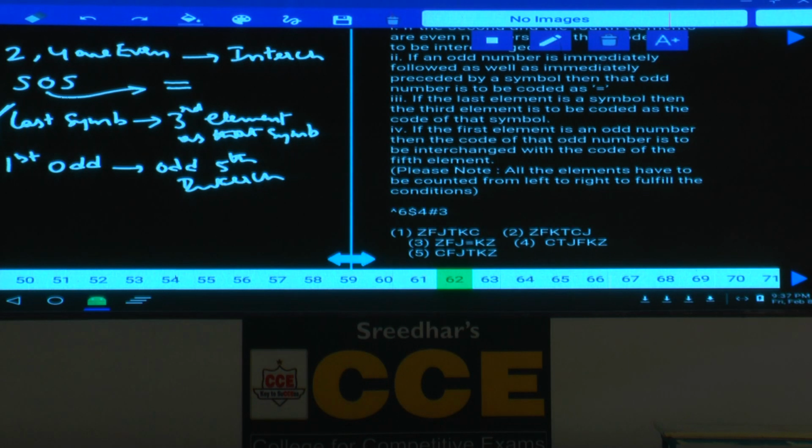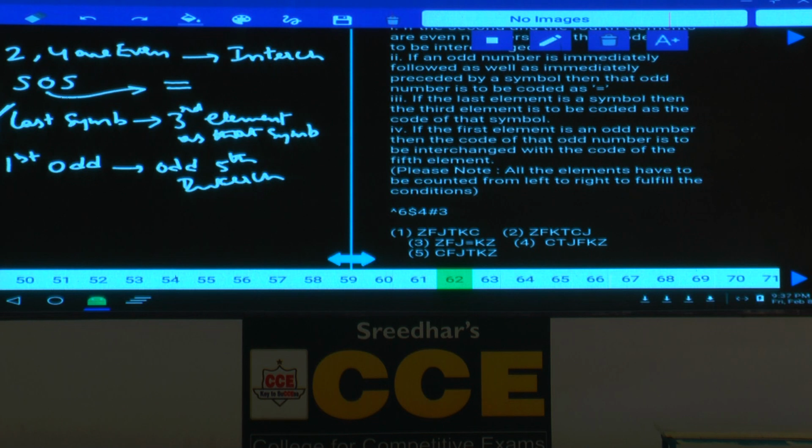Then question number 62. Now in this question number 62, the first one is a symbol, isn't it? The second and the fourth are what? Second and the fourth are even numbers. Hence it comes under condition number 1.